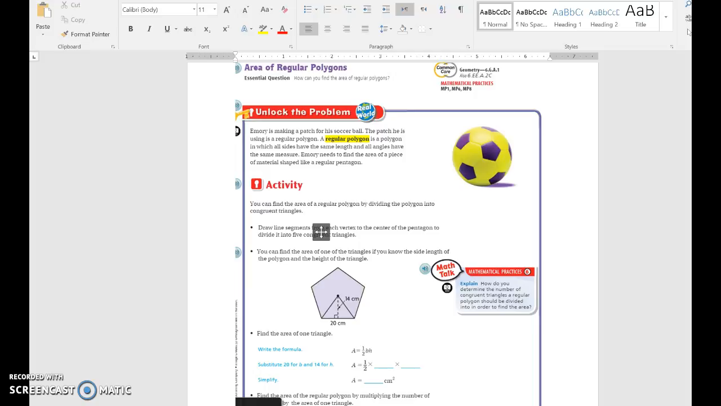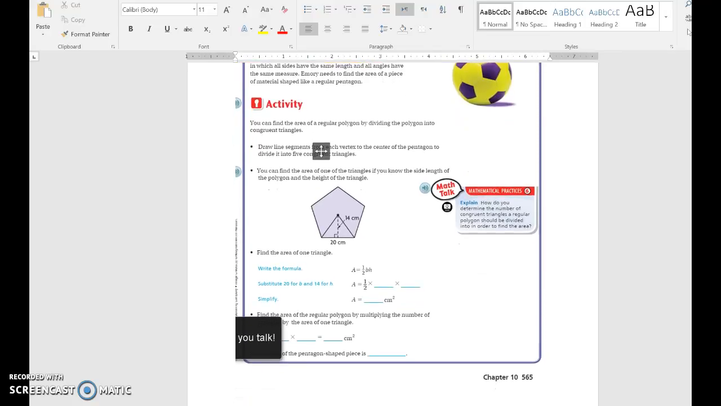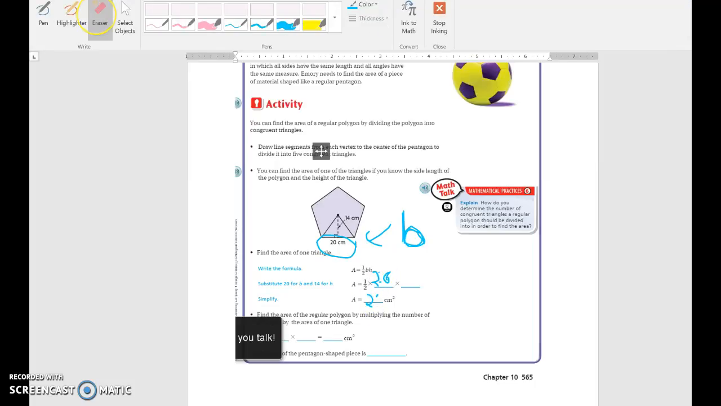Okay, so for example, I'm right now on page 565, and we've got a regular pentagon there. Okay, see that picture in green. Now, if you take a look at the bottom, the side length of the pentagon is 20 centimeters. Now, that side length is going to be the base of our triangle. Okay, so all we need to do is put the number 20 where the base goes. And then we need to figure out the height.